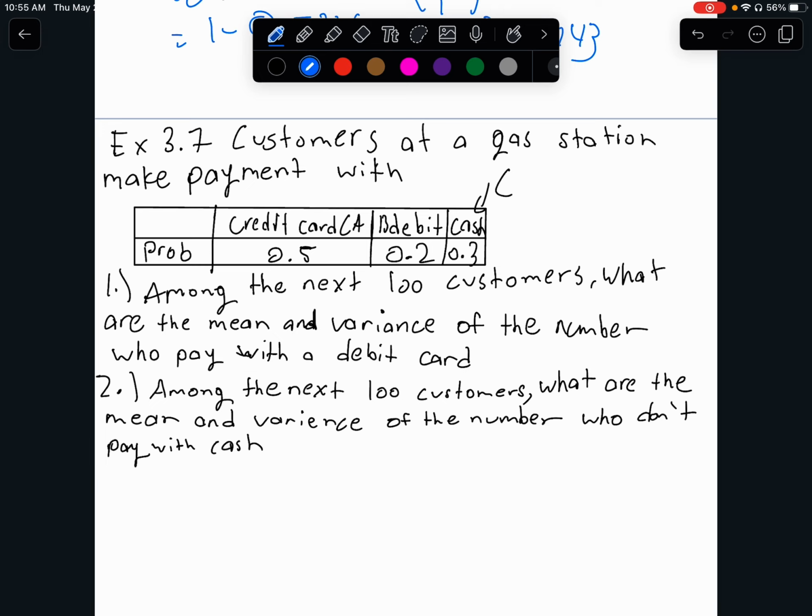Another problem we have below is customers at a gas station paying with credit card, debit, or cash. The two questions are: among the next 100 customers, what are the mean and variance of those paying with debit? And the same thing among the next 100, but for those who don't pay with cash or debit card? So let's go through the first one first.